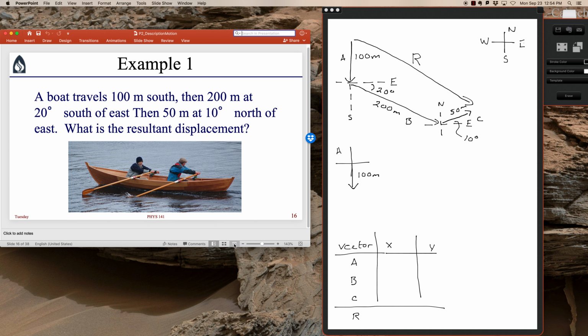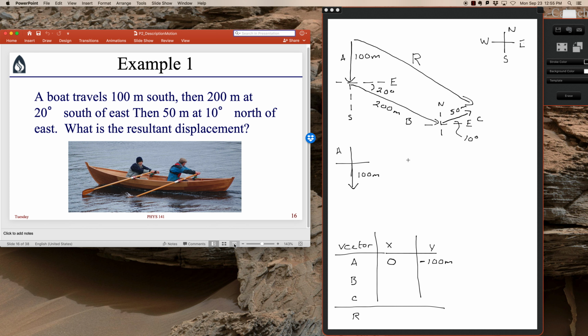The x component is going to be 0. I can put that in my table. And the y component would be 100 meters long, and it's in the negative direction. So I've broken that first vector into its x and y components. So next let's take a look at the second vector, which is vector B.